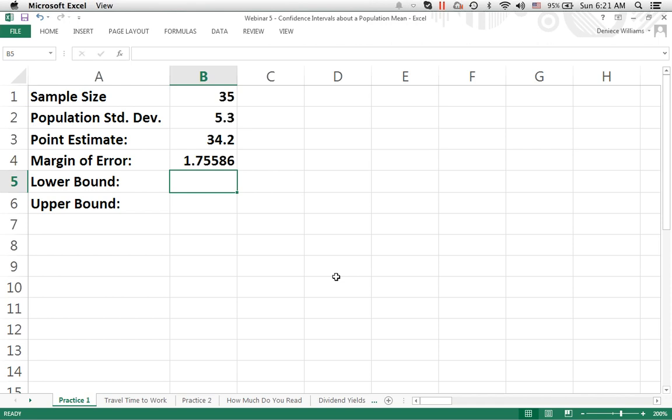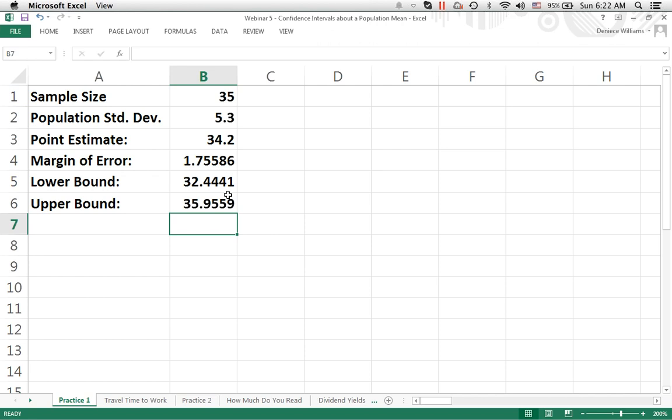This is not my confidence interval. This is just the number to the right of my confidence interval. What do I have to do with this number? The first thing I'll have to do is to find the lower bound by subtracting this number, the 1.76, from the point estimate, this number. So my lower bound is this minus this, and it gives me 32.4. To get my upper bound, I'm going to add these two numbers. So this plus my margin of error, which gives me 35.9 or 36.